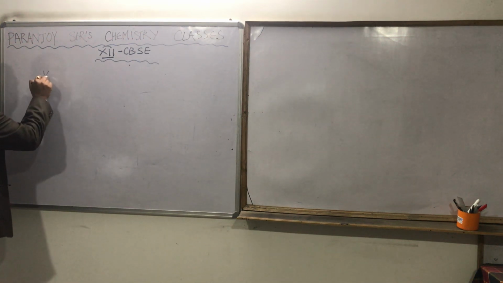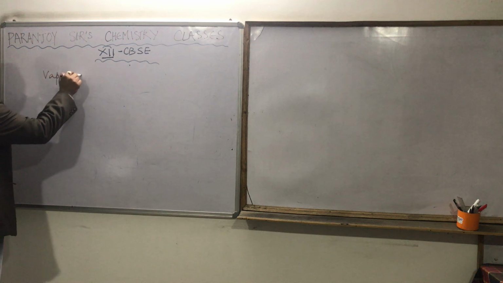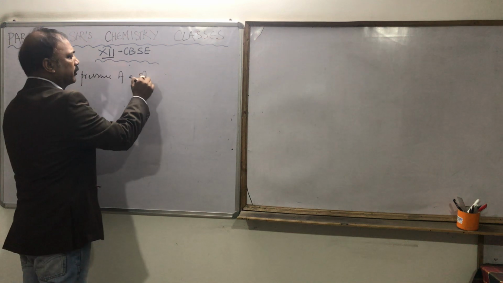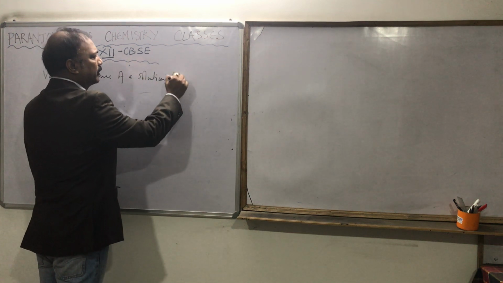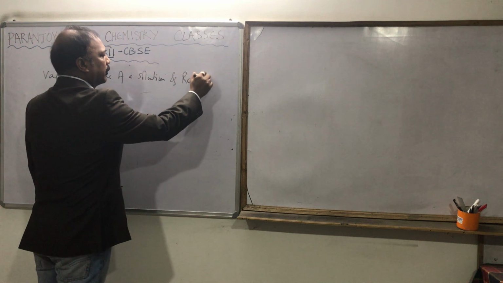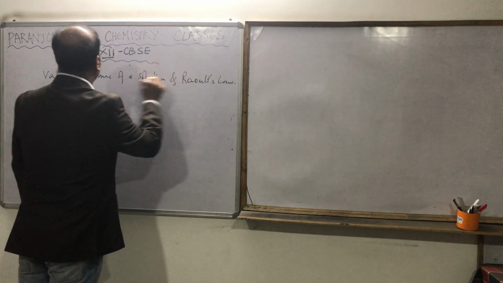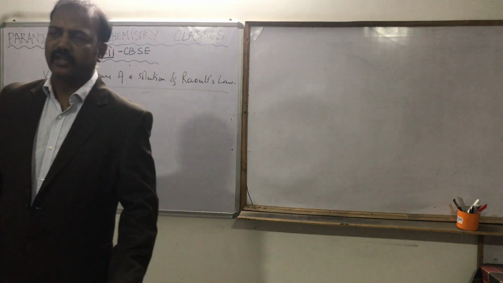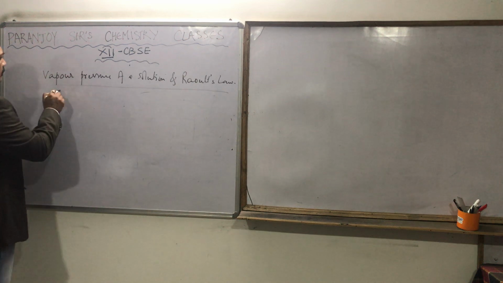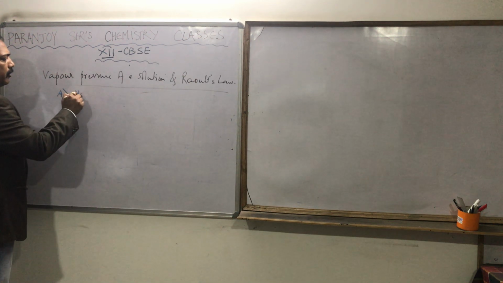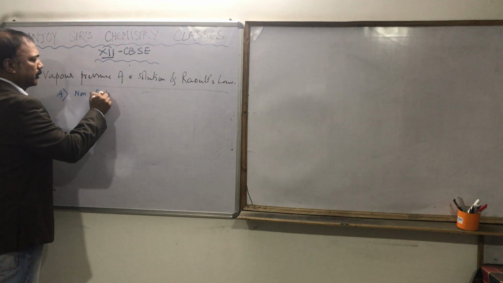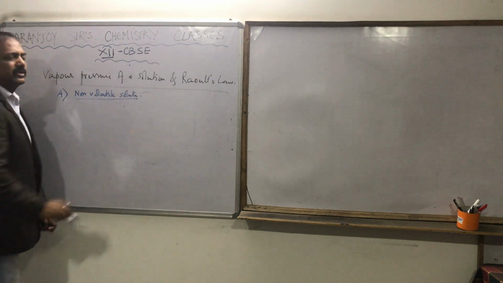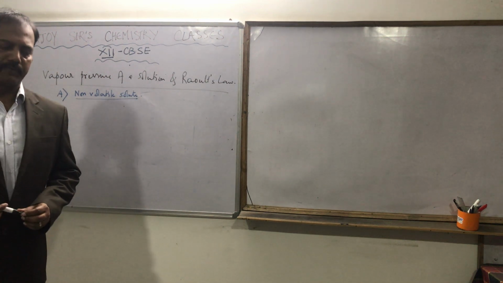So we are going to start with vapor pressure of a solution and Raoult's law. Obviously, there are two types of solution. We are going to start with the first type, that is for the non-volatile solute. Non-volatile solute. That means the solute is not going to get evaporated.